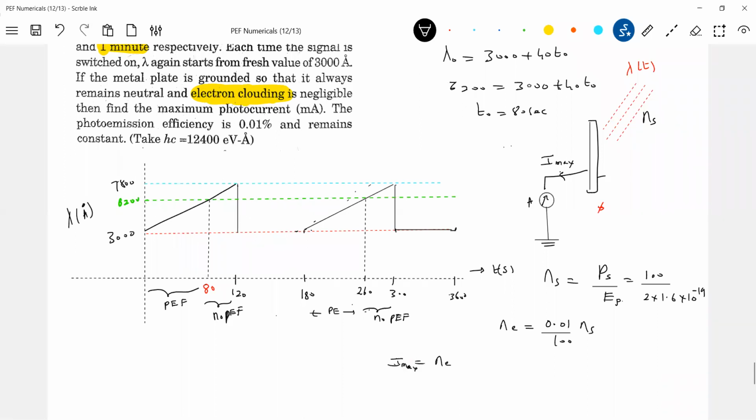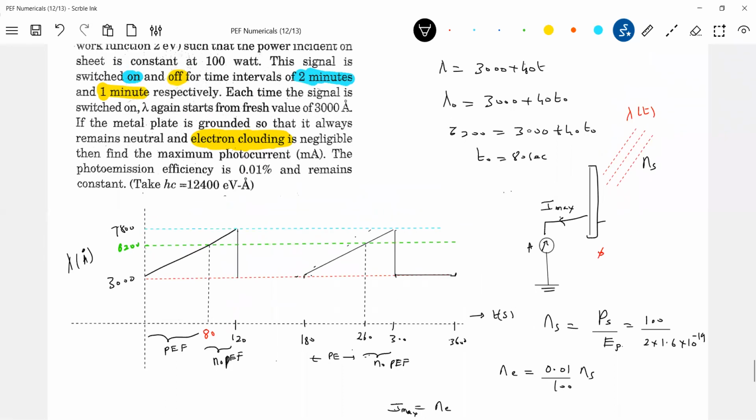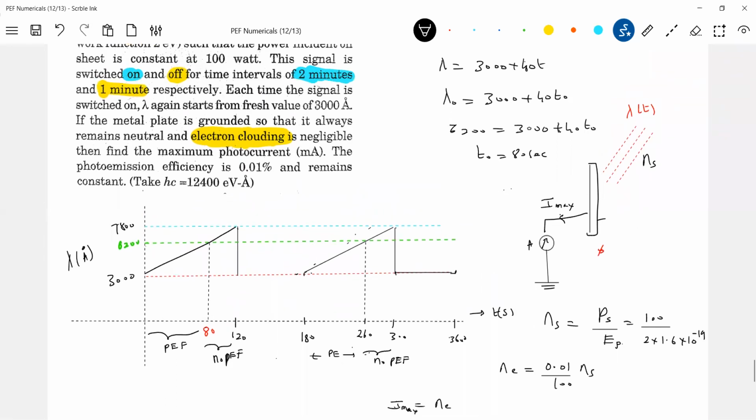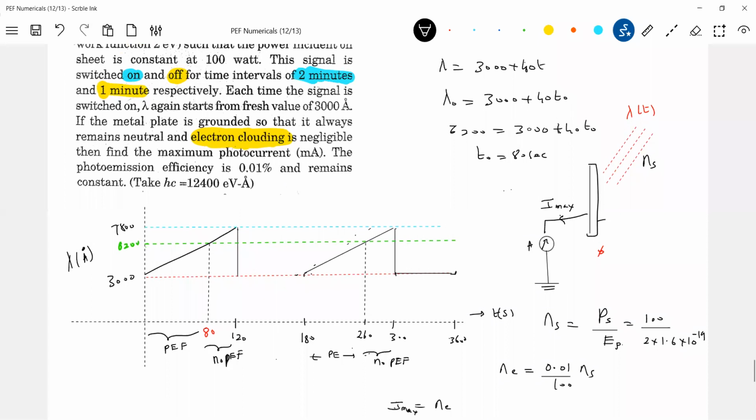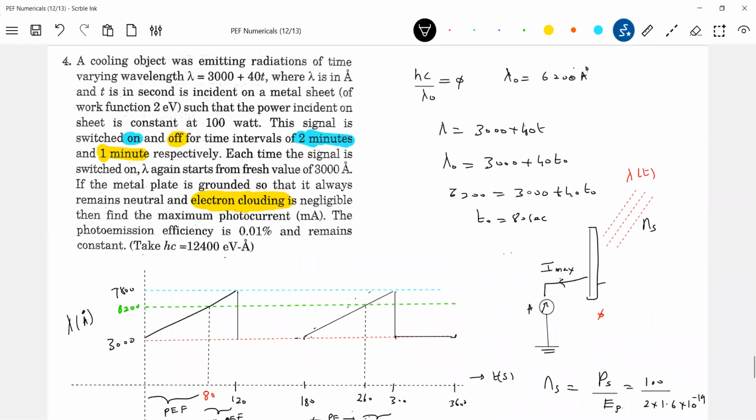Why did I write E_p? From where is this? This should be hc by lambda, and lambda is varying. How to justify this? So why did you write that 2 electron volt only? Why not any other thing? What is the work function of the metal?